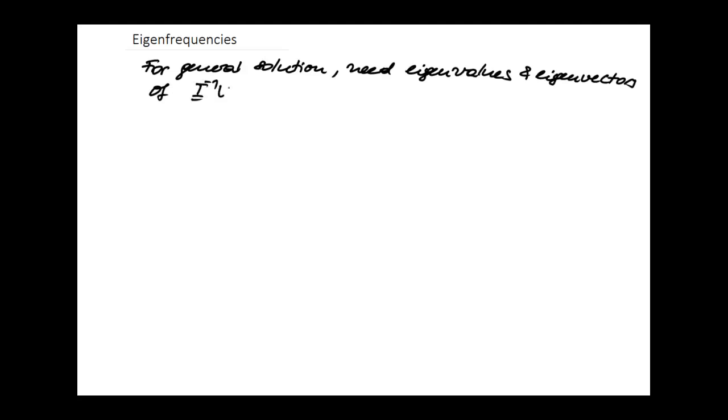Remember from the general part that in order to write down the general solution, we need the eigenvalues and the eigenvectors of this product of matrices T inverse V. So for the general solution, we need eigenvalues and eigenvectors of T inverse V. Now, what about the eigenvalues? The eigenvalues are the lambdas, and associated with the lambdas are omegas. Omega i is simply the square root of lambda i. The omegas are called the eigenfrequencies.